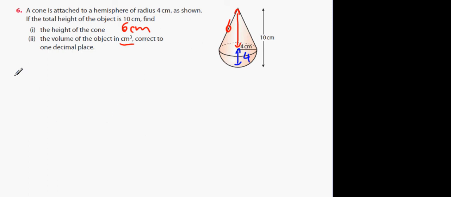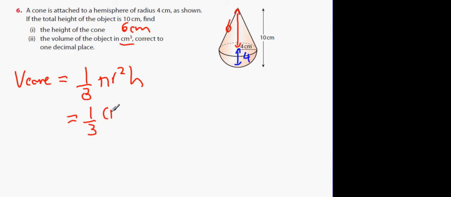Find the volume of the object in centimeters cubed. Correct to one decimal place. Let's find the volume of the cone part. The volume of the cone part is a third pi r squared h. It's going to be a third pi multiplied by 4 squared multiplied by 10. And what we get here is the following. We're going to get 160 pi over 3.